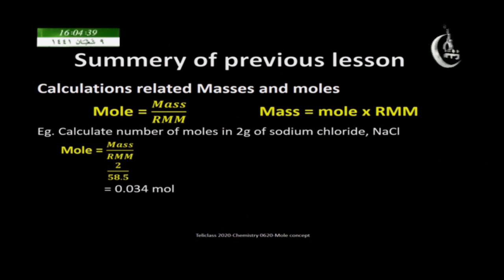And this is the answer: 2 divided by the RMM of sodium chloride, which is 58.5, you will get 0.034. When writing the answer, you can always round it off to 3 decimal places in moles, otherwise you might end up with some calculation errors.